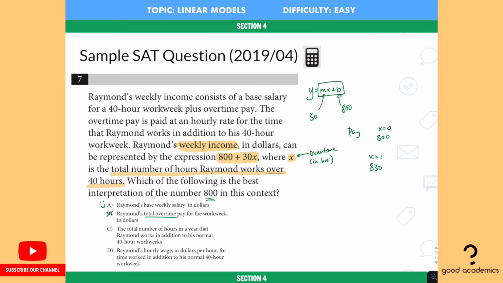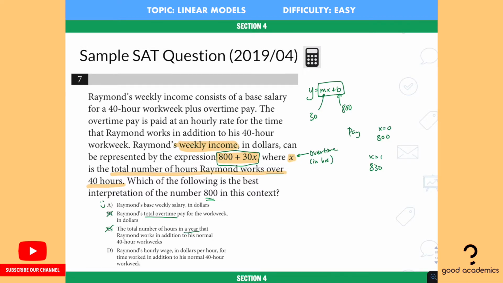C, the total number of hours in a year that Raymond works in addition to his normal 40-hour work weeks. Well, the expression right here, the 800 plus 30x, is the weekly income. So 800 is clearly the money, not the number of hours. And on top of it, we're talking about a weekly income. And why do we talk about 1 year? That doesn't make any sense at all. So C cannot be the answer.